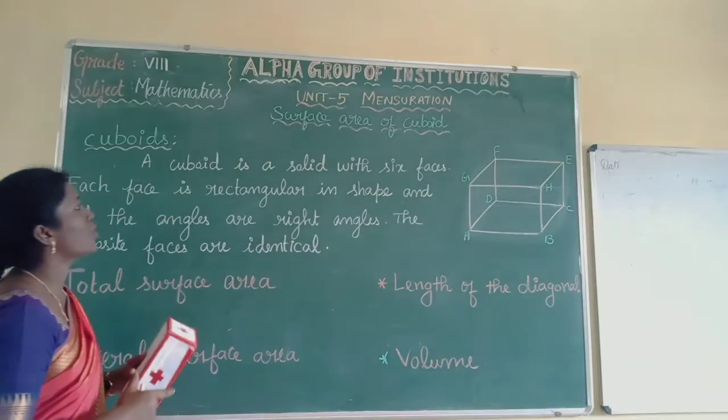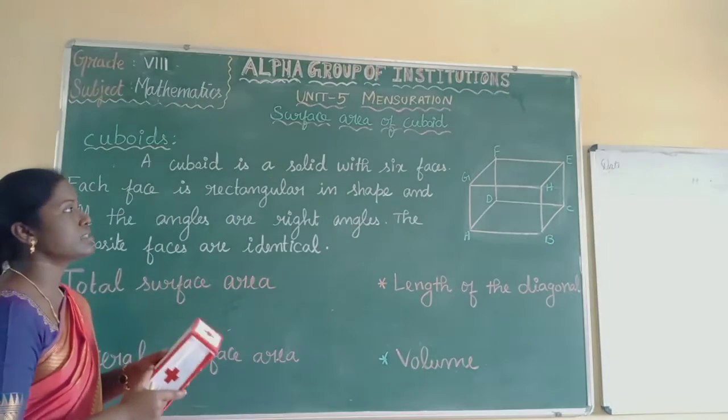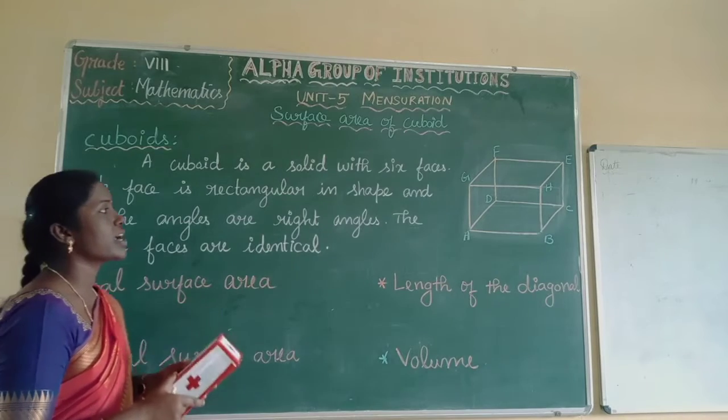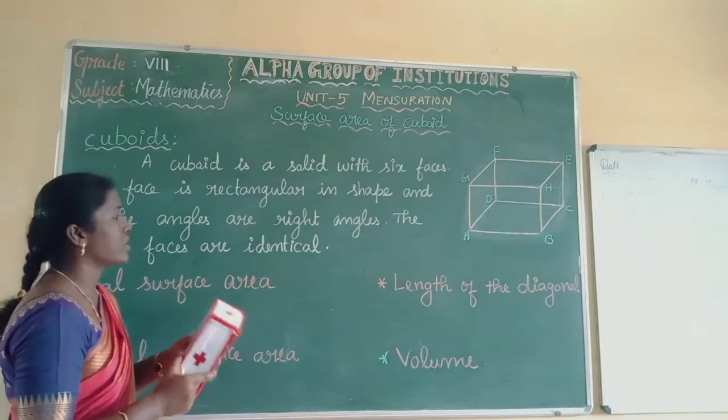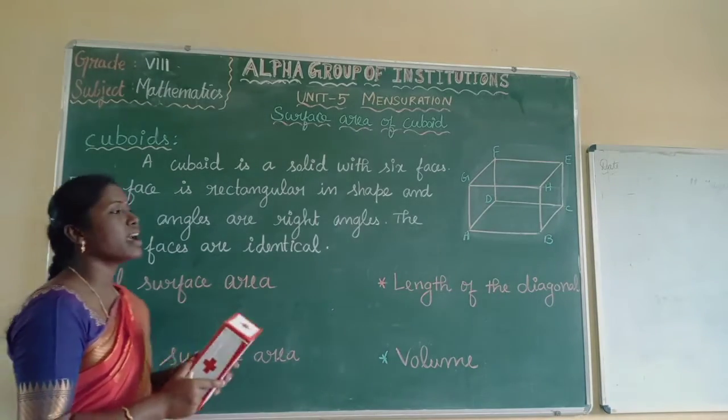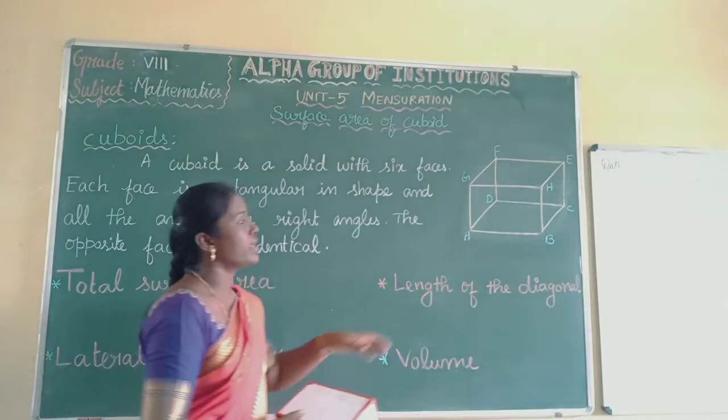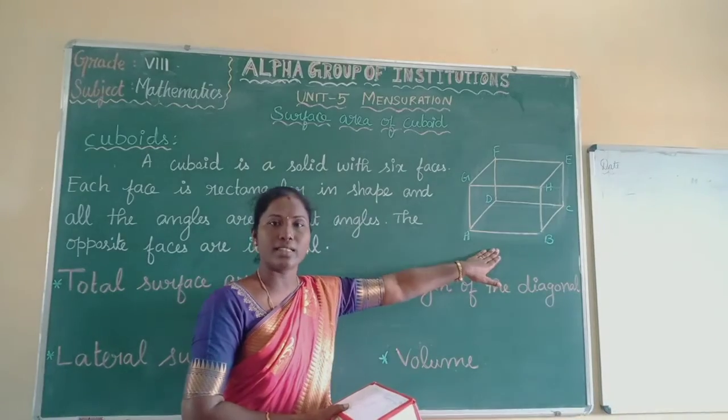See again once: a cuboid is a solid with 6 faces. Each face is rectangular in shape and all the angles are right angles. The opposite faces are identical. Diagrammatically we will represent the cuboid like this.